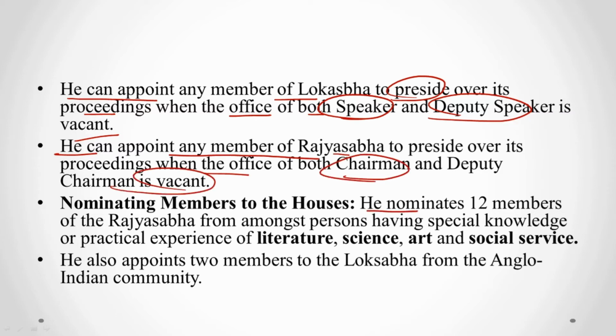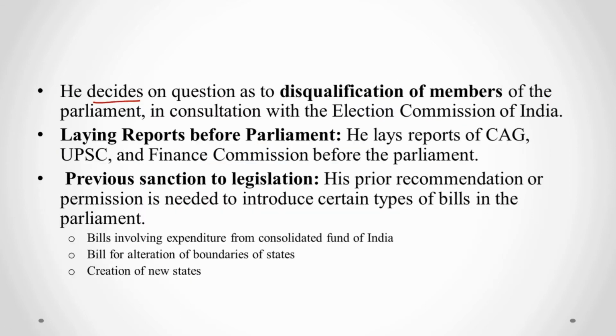The President nominates 12 members of the Rajya Sabha from amongst persons having special knowledge or practical experience of literature, science, arts and social service. He also appoints 2 members to the Lok Sabha from the Anglo-Indian community if he is of the opinion that the Anglo-Indian community is not adequately represented in that house. He decides on questions as to disqualification of members of the Parliament in consultation with the Election Commission of India.